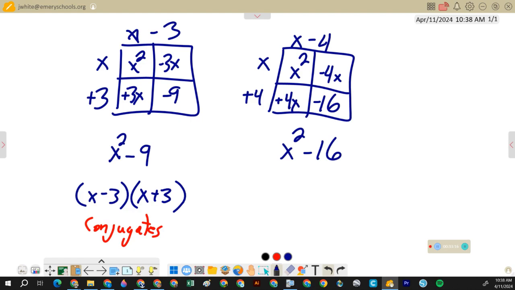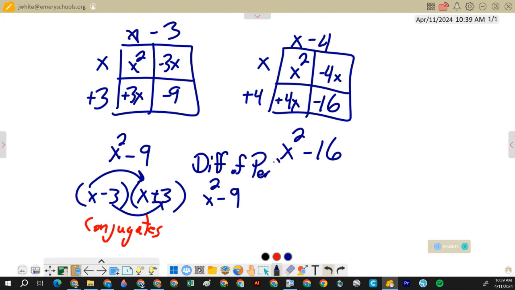Because I only need to multiply this one and this one. I can skip the other two. Why can I skip the other two? Because I know they're going to end up being 0. So this ends up being x squared minus 9. And this has a specific name. It is called a difference of perfect squares.